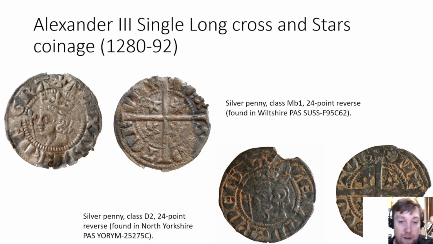So, for example, a coin with 24 points could be minted at Berwick, 26 points could be Perth. But that is a current hypothesis, and that's not concrete. We don't know exactly where each of these coins was minted, and we don't know for certain if these combinations of points on the mullets or stars actually indicated where these coins were minted either. So it's a bit of a mystery.